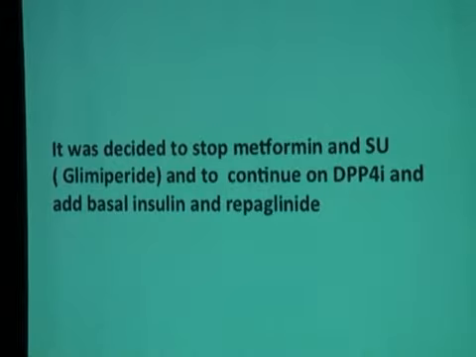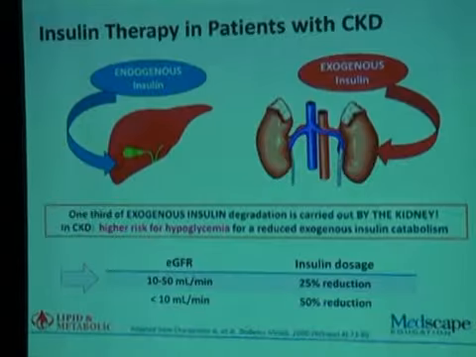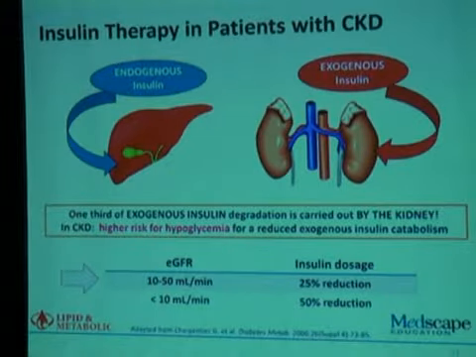It was decided to stop metformin and sulfonylurea and to continue the DPP-4 inhibitor and basal insulin and repaglinide. Okay, considering insulin, actually basal insulin is the safest if you speak about insulin, because you know that 1/3 of exogenous insulin degradation is carried by the kidney. So when you have CKD, there is a greater risk of hypoglycemia, and you will have to reduce the dose of any insulin given according to the GFR.